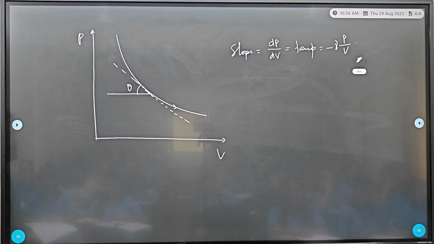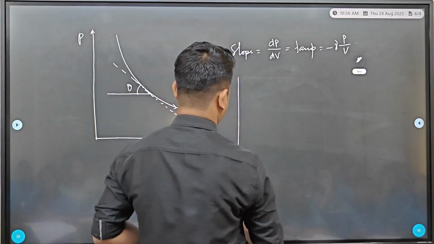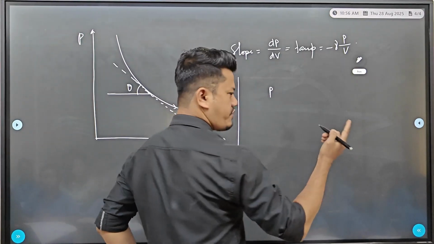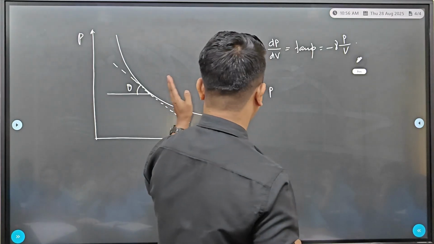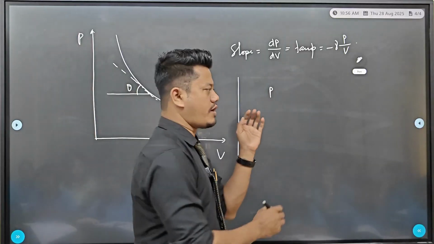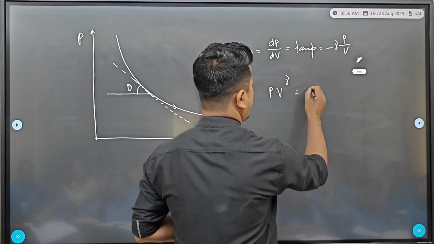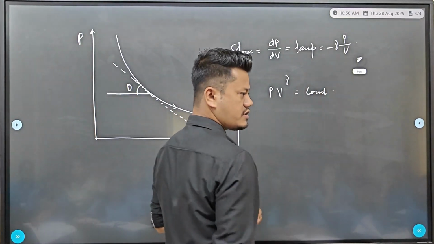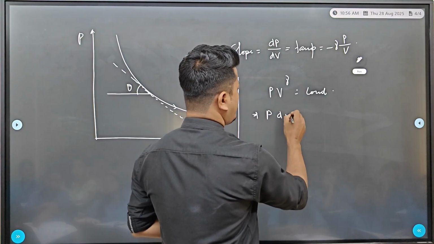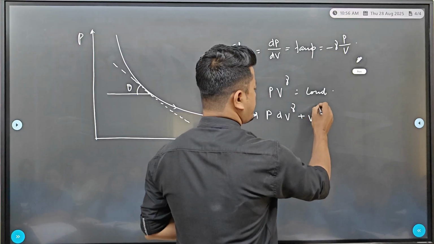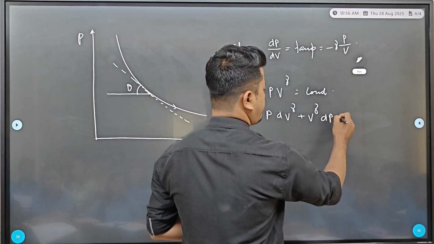Done. Okay, see, same to same process. Yesterday we have taken the equation of isothermal, right? Since we are going for the calculation of the slope of adiabatic, I'm going to consider the adiabatic equation. PV to the power gamma is equal to constant. Got it? Let me differentiate now. What I'll be getting? P dV to the power gamma plus V to the power gamma into dP equal to 0, or not?